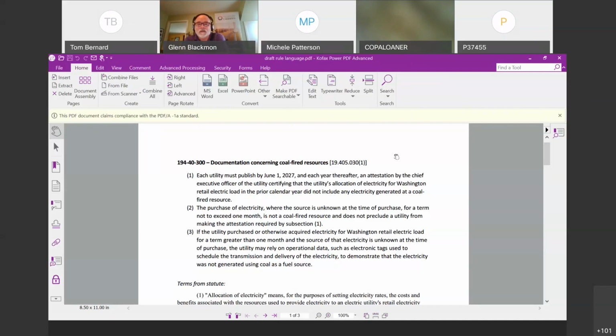Okay, thanks, Tom. Thank you. Do you have any feedback, initial thoughts on this question about having this attestation occur on an annual basis versus, say, for example, a 4-year basis?